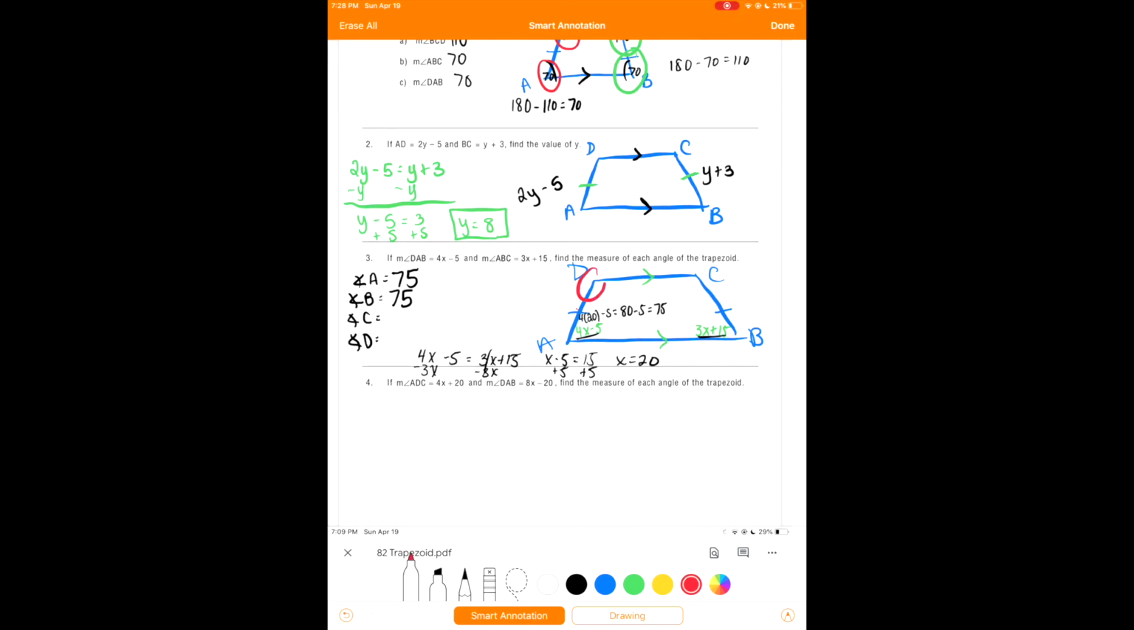And then I know these angles up here are going to be equal, and I know that they have to add to 180 with the angle on the leg. So these two angles together, A and D, have to add up to 180. So I'm going to do 180 minus 75 to get angle D, which is 105. And then that's going to be the same thing over here for angle C.